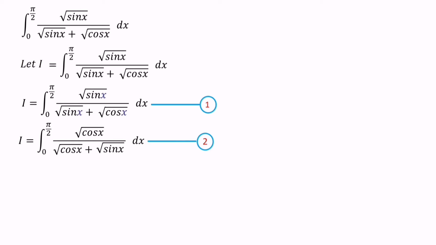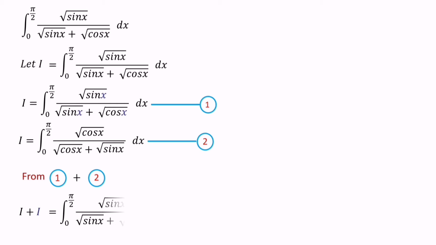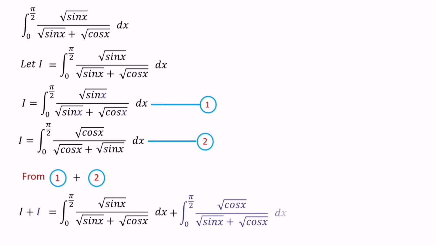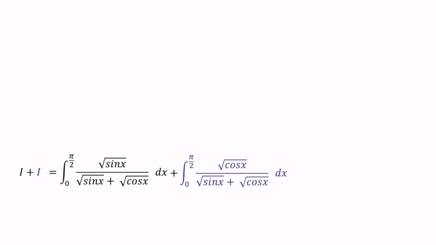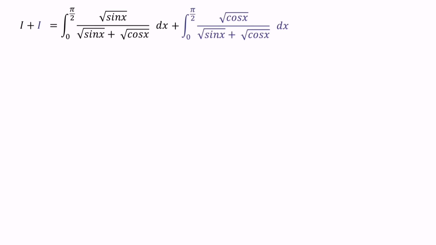We can add both equation number 1 and equation number 2. Then the result: I plus I on the left hand side equals the integral of root sin x over root sin x plus root cos x, plus the integral of root cos x over root sin x plus root cos x on the right hand side. I plus I equals 2I.